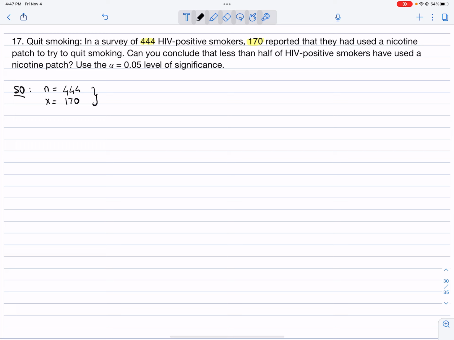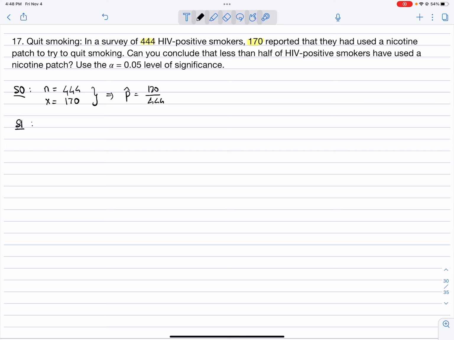So from this information, we can find P hat, the sample proportion, which is 170 out of 444. If you use a calculator to divide this number, it is an ugly number, so I prefer to keep this because we will use the calculator in GeoGebra to simplify, so we don't have to divide this number.